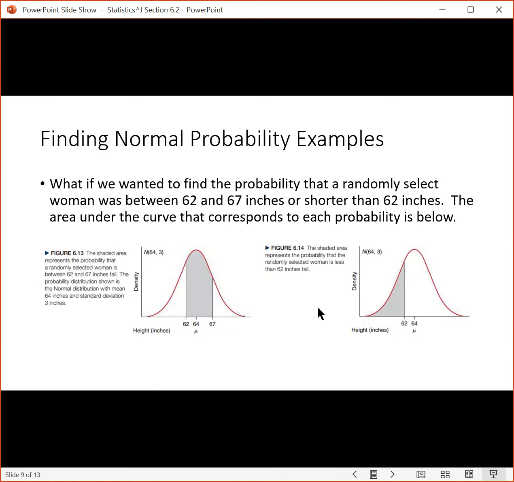And then finally, we could do the last case, which would be less than. So again, if you put 62 on there, then the area under the curve is going to be to the left of 62, and that is going to correspond to the probability that a woman is shorter than 62 inches.